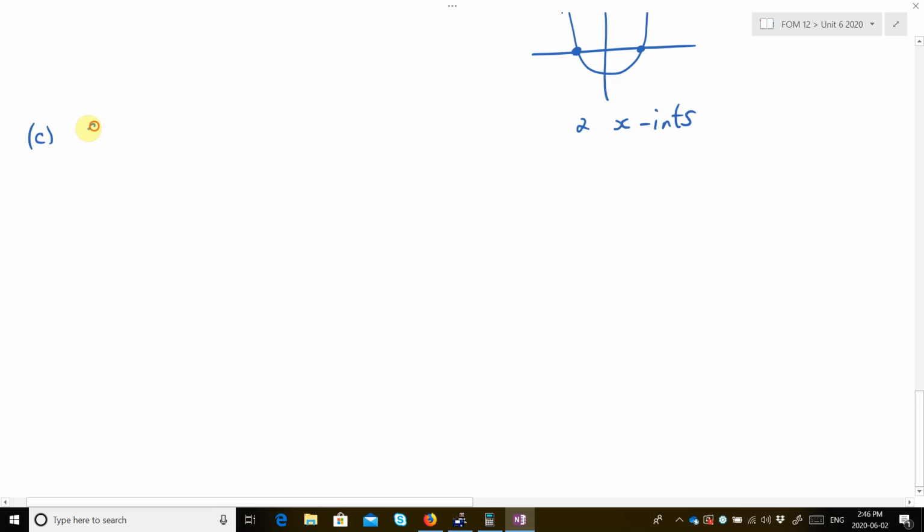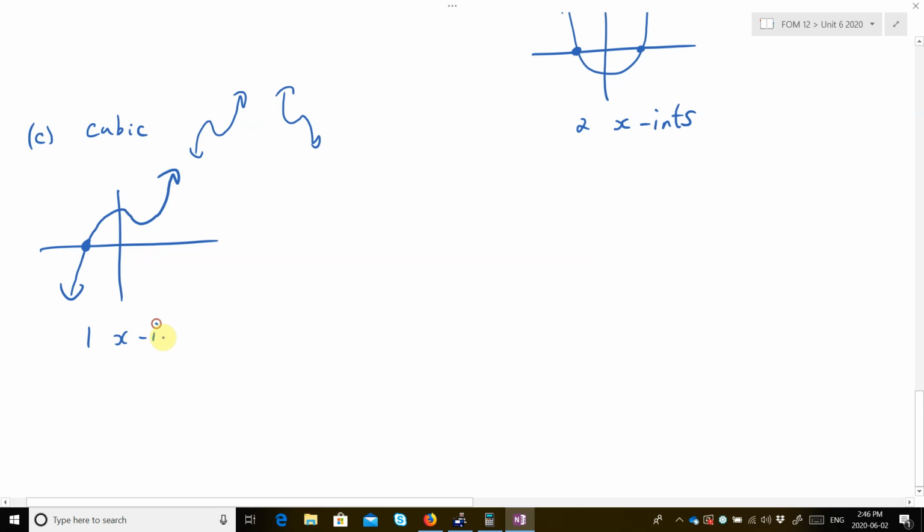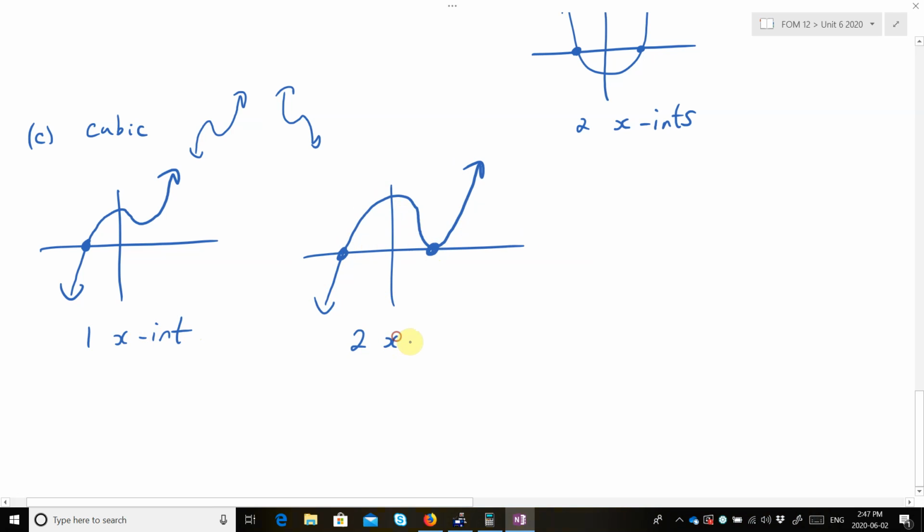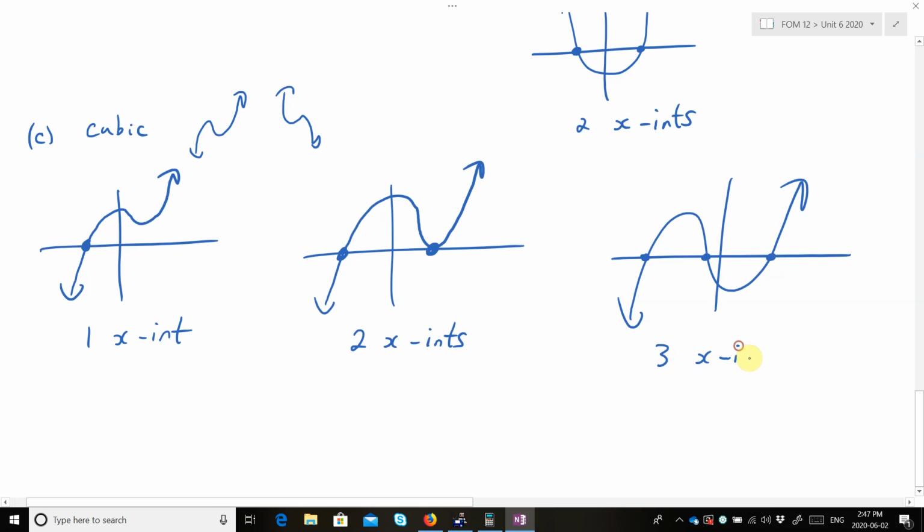And then finally part C, cubic. Cubic functions look like this, very roughly. So we could have a situation where it's a cubic like that, where it just has 1 x-intercept. Okay, or it could be like this, where it has 2 x-intercepts. Or it could be like this, right? 1, 2, 3 x-intercepts.